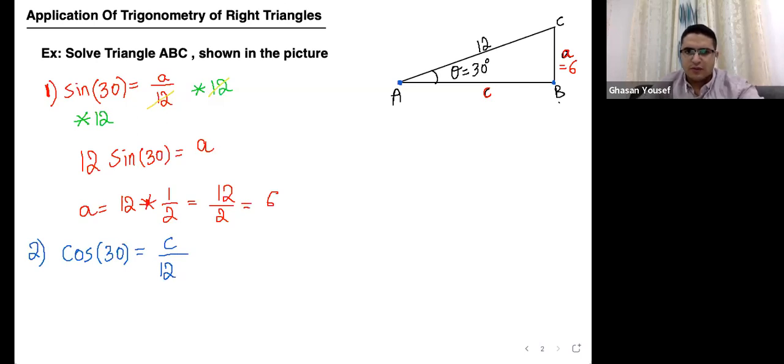Now we should multiply both sides by 12. If we multiply both sides by 12, this 12 with this 12 can cancel out. So now I get the value for c only. So c equals the cosine of 30 times 12.